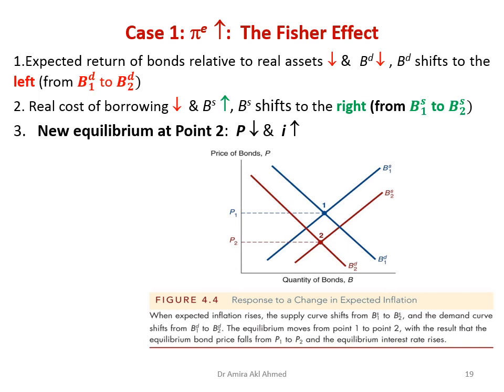Remember that interest rates move in the opposite direction from prices, that is, the bond price is negatively related to the interest rate. This means that the interest rate will rise. The shift in equilibrium from point 1 to point 2 means that interest rates have increased as a result of the increase in the expected inflation. This result has been named the Fisher effect.